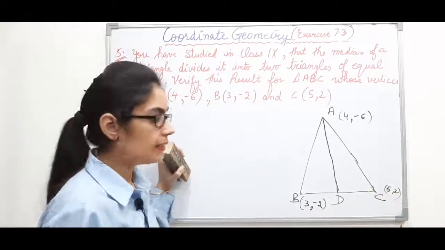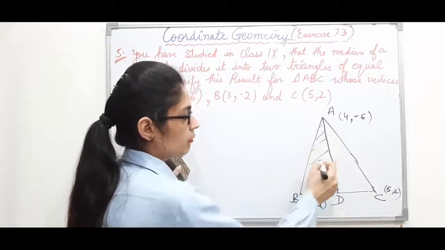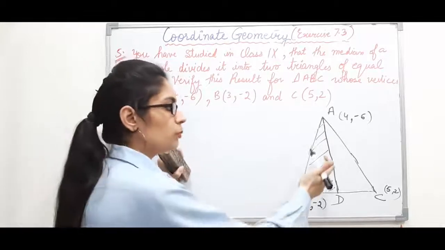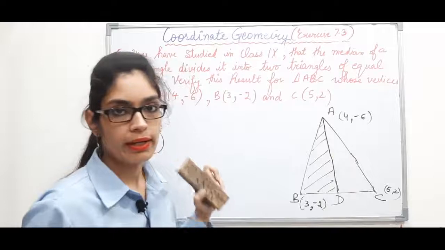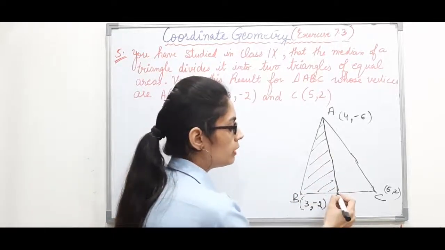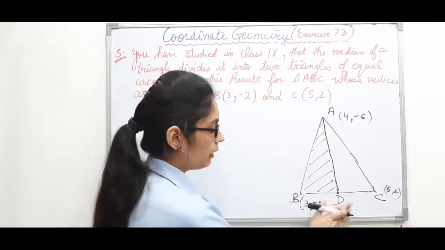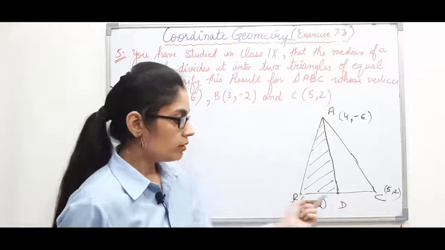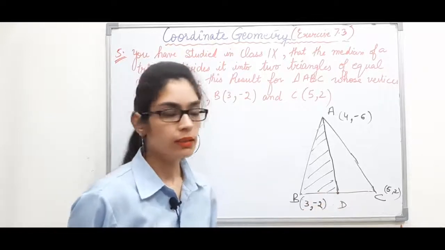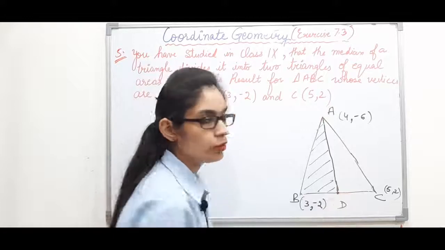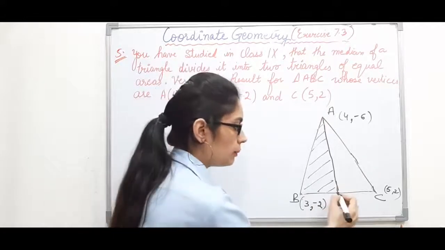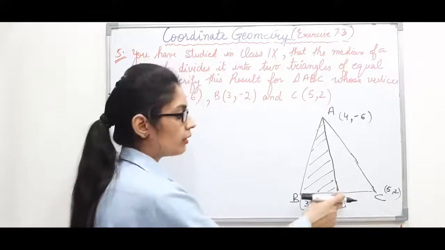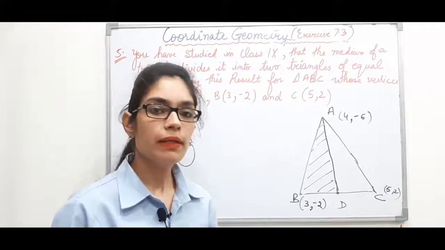Now in order to find the area, because we have to find the areas of the two smaller triangles, because we have to prove area of this triangle is equal to area of this triangle, we need the coordinates of point D. Median is always drawn to the midpoint of the third side. From this vertex, it is drawn to the midpoint. So if this is a midpoint, we can directly apply the section formula and find the coordinates. Section formula we have learnt in the previous exercise.